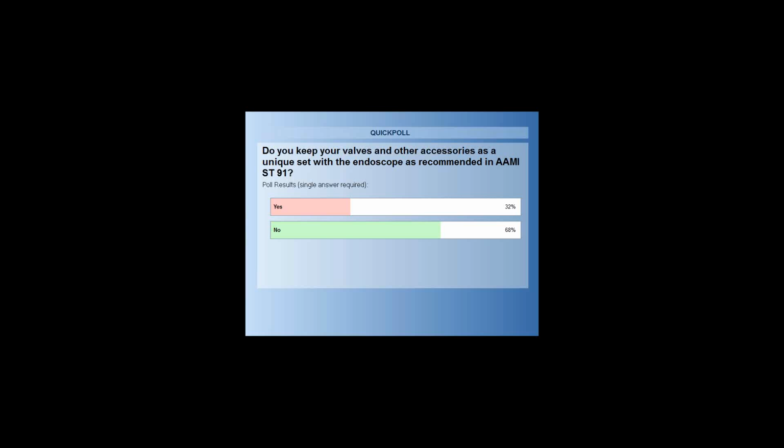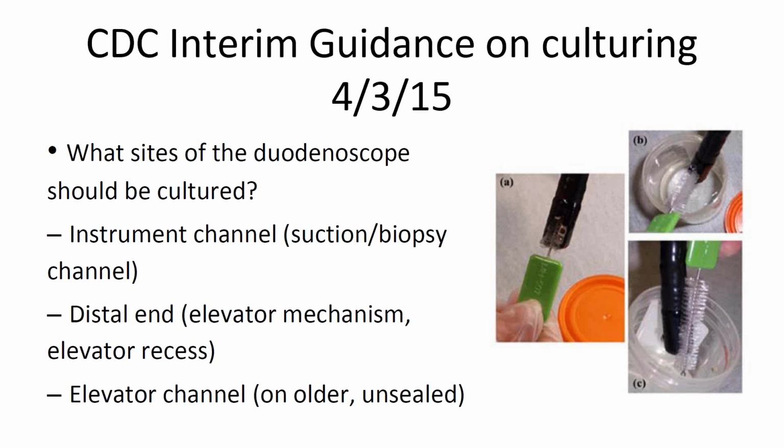So that may just be because you're not aware that this is a new requirement in ST91, or as a follow-up poll, if you selected no, please let us know with the poll if this is because you're using single-use valves.